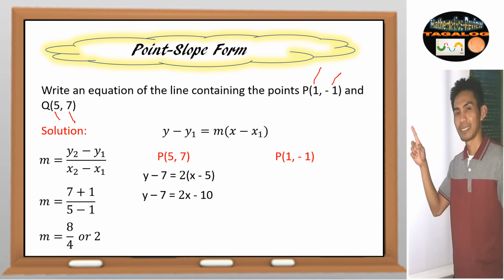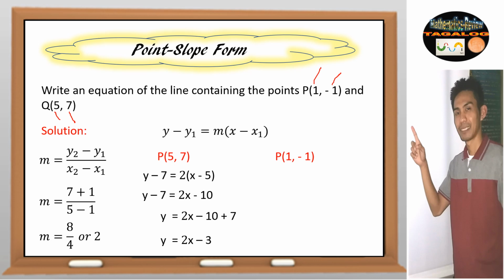Substitute 7 for y sub 1 and 5 for x sub 1. Then expand. Y minus 7 is equal to 2x minus 10. Transpose negative 7 to the other side. Y is equal to 2x minus 10 plus 7. Then y is equal to 2x minus 3.